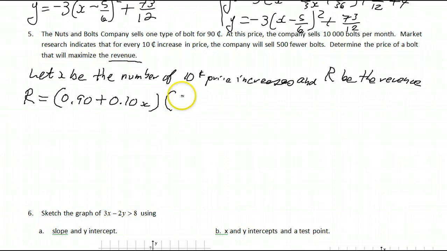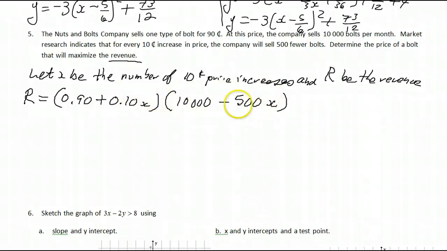The number of items, well, how many do we sell? We sell 10,000 bolts per month, but we'll sell 500 fewer for every price increase. Okay, so this will be the new price. One price increase will give me 90 cents plus 10 cents, which is $1. And I will sell 500 fewer bolts, or 9,500 bolts.